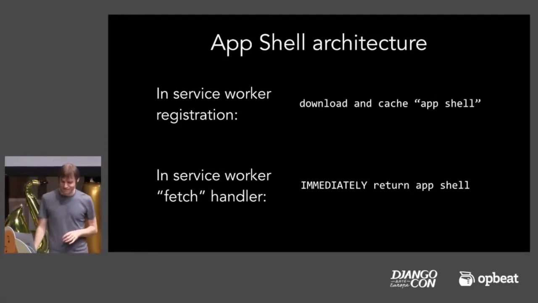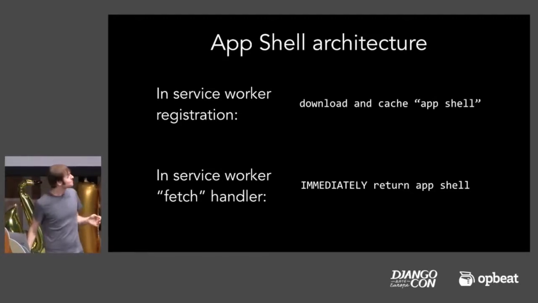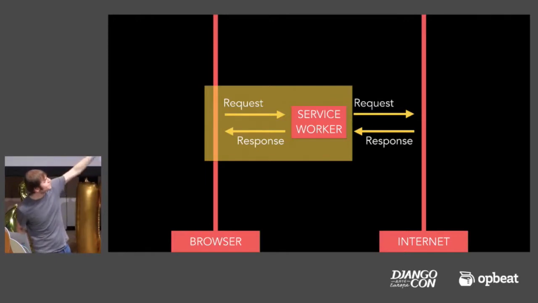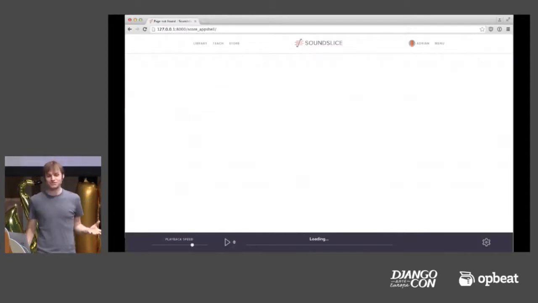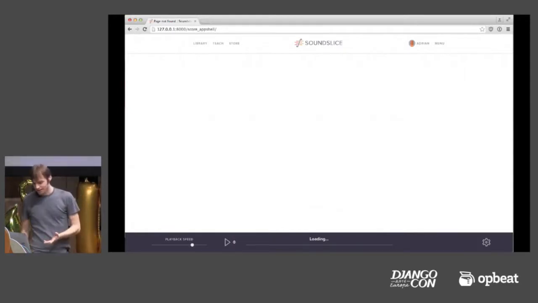Of course, if you did that, you'd have some problems. By the way, this is what that looks like. You just never hit the network. If you did that, you would have some problems. Every page on your site would look like this, because the service worker is just saying, oh, it's a URL. I'll give the app shell.